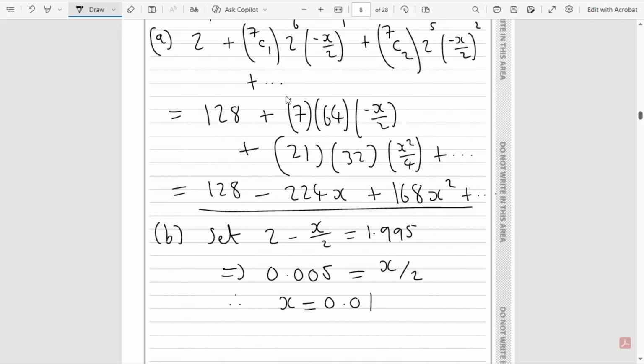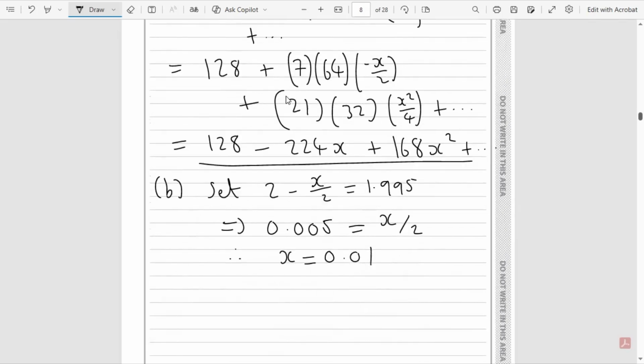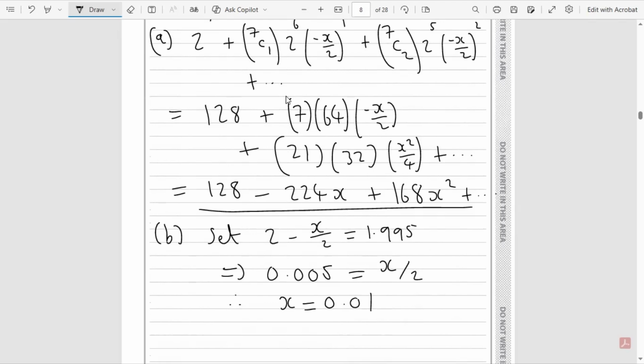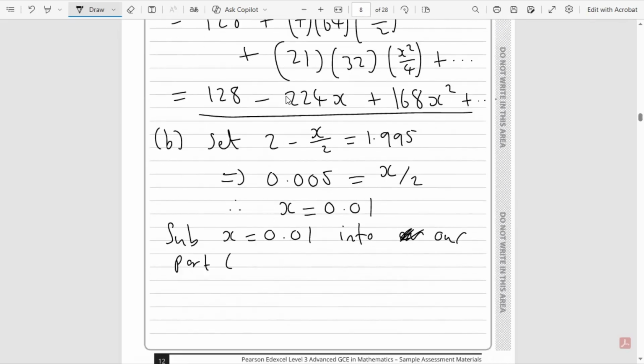So to get our approximation of 1.995 to the power of 7, we're simply going to sub in x equals 0.01 into the expansion for part A. Sub in x equals 0.01 into our part A answer, to give us an approximation or an estimate of 1.995 to the power of 7.